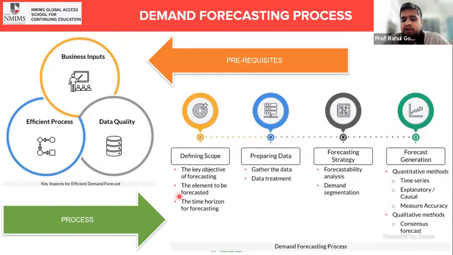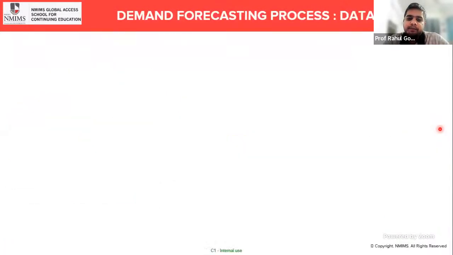So first you define scope, then you prepare data, then you do a forecasting strategy and segmentation analysis. Once you are done with your segments, then you go ahead and generate the forecast. And the forecast can be generated in both qualitative and quantitative ways, which we will see shortly.